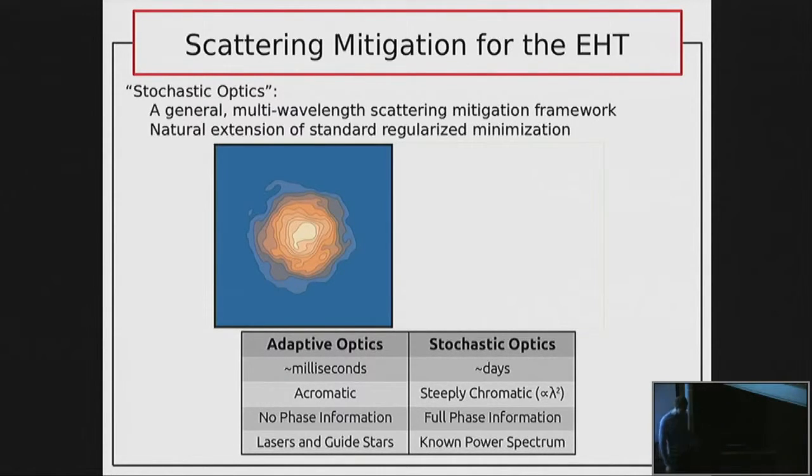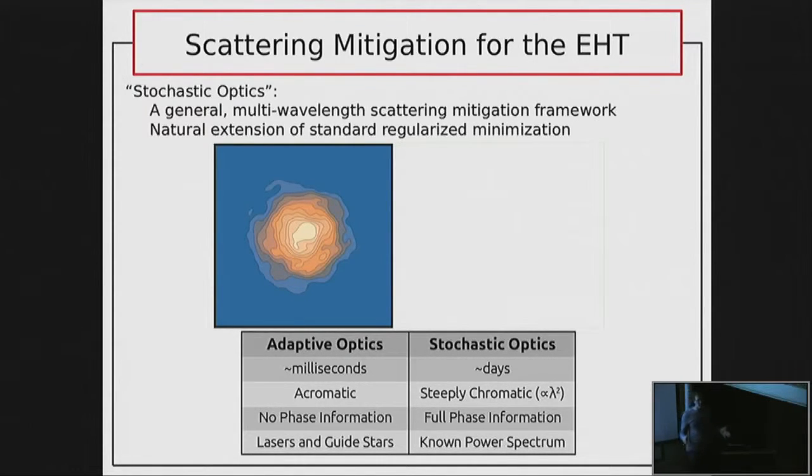That might sound impossible, but I think that some analogies with adaptive optics make this promising. So firstly, adaptive optics has to act on timescales of something like 10 milliseconds, whereas for us, the scattering is essentially constant over a night. So we only have to solve for one screen per observation. The next is that in adaptive optics, the scattering in the atmosphere is achromatic. So if you have observations at two frequencies, it doesn't actually help you at all. Whereas for the EHT, it's actually steeply chromatic.